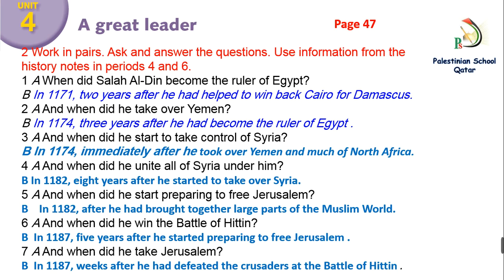Number 3, and when did he start to take control of Syria? In 1174. Immediately he started to take control of Syria. In 1174, immediately after he took over Yemen and much of North Africa. Number 4, and when did he bring all of Syria under him? In 1182, 8 years after he started to take over Syria. Number 5, and when did he start preparing to free Jerusalem? In 1182, after he had brought together a large part of the Muslim world, he took Jerusalem.